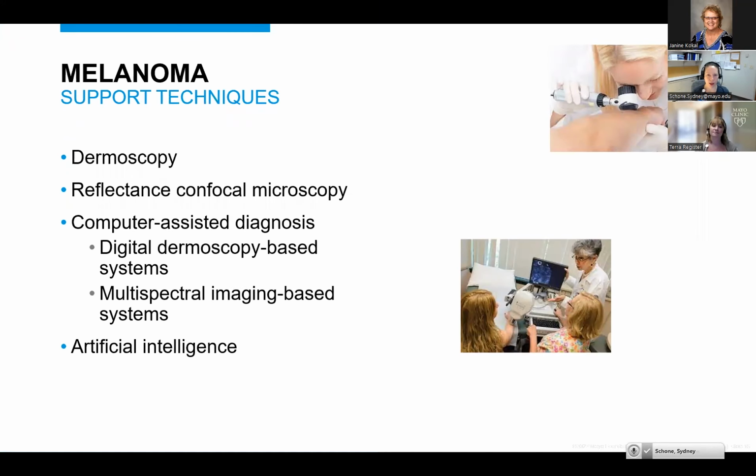So how do dermatologists look at melanomas? They usually use something called dermoscopy, and this is in the upper corner picture. The purpose is to reduce the number of unnecessary biopsies, and they usually detect melanoma 90% of the time versus about 71% with the human eye.